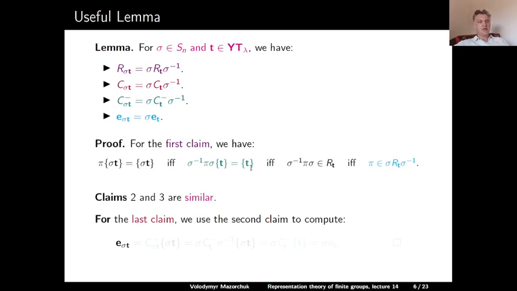For the last claim, we use the second claim, which we have just proved, to make the following computation. The polytabloid for sigma T is by definition the antisymmetrizer for the column stabilizer of sigma T applied to the tabloid of sigma T. But from claim 2, we know that the antisymmetrizer for the column stabilizer of sigma T is equal to sigma times the antisymmetrizer for the column stabilizer of T times sigma inverse. And now we see here the sigma inverse, and then we have the tabloid of sigma T. So we can cancel sigma inverse and sigma and get sigma times C_T minus times the tabloid of T. And C_T minus times the tabloid of T is, by definition, the polytabloid for T. And this proves the last claim of the lemma.